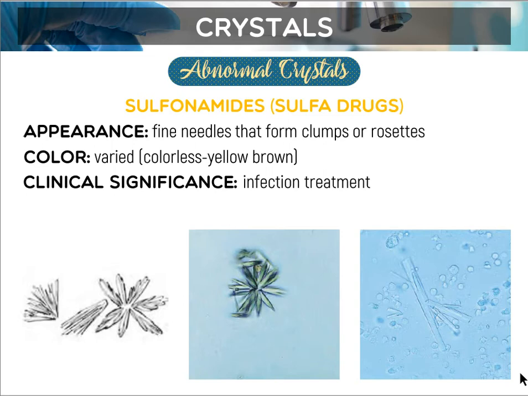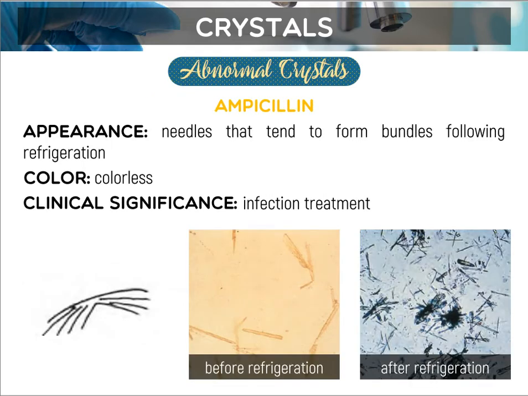And then most especially the pH and the physical exam, their color, so these three parameters work hand in hand, guys. Okay, all right, so much for that. Clinical significance, infection treatment. So for these sulfa drugs we have to check the patient's medication history to aid in the identification. Alright, next we have your ampicillin.